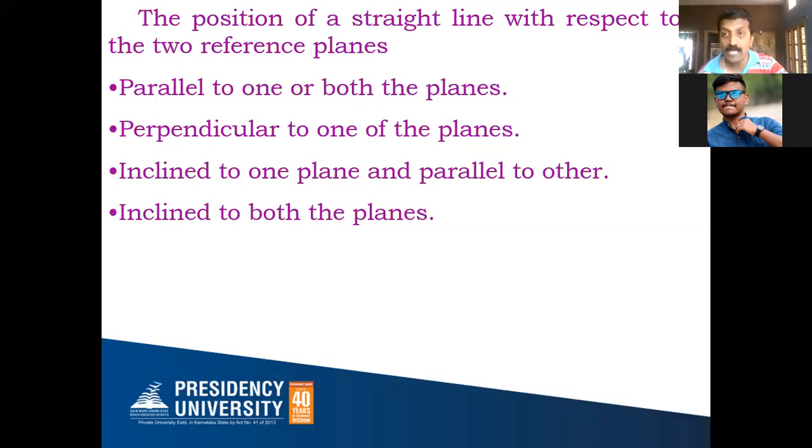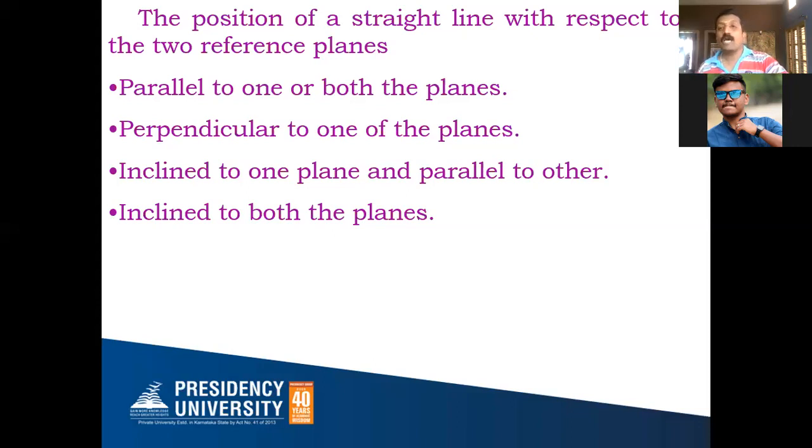Similarly, we have apparent length also. The apparent length will always be less than the true length. Your front view and top view are called the apparent length. Either the front view length or the top view length is nothing but your apparent length. So we have discussed true length and apparent length.